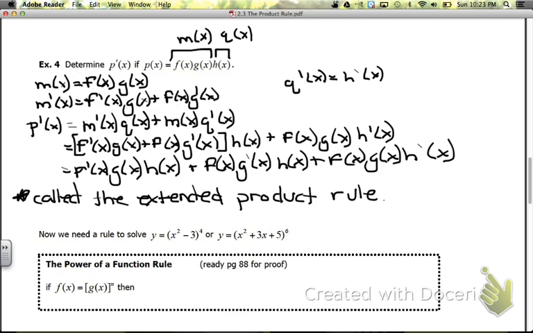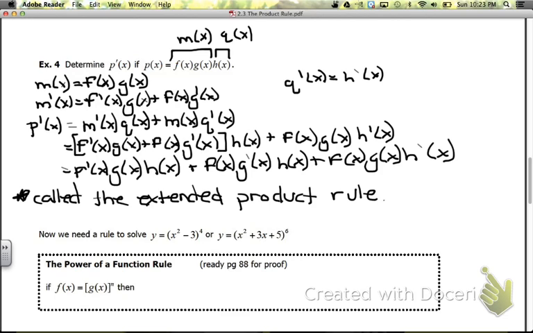Okay, so now just talking about our product rule, what we need is a rule to solve something similar to what's below here: y equals (x squared minus 3) all to the power of 4. Or what about y equals (x squared plus 3x plus 5) all to the power of 6? So we do have a rule for that, and that rule is called the power of a function rule.